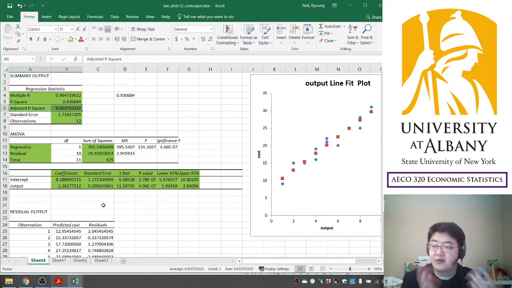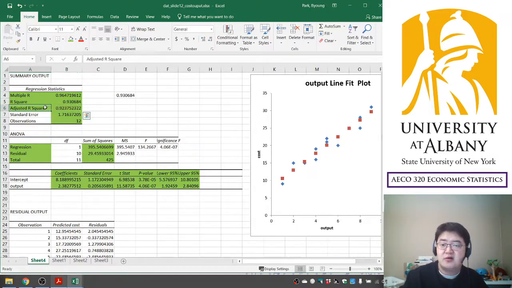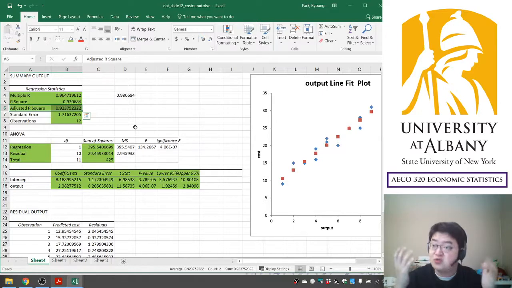So many different things are relevant to the cost, but I'm using only one variable. When you have more than one variable, then you may want to adjust the R squares. You may want to use adjusted R square, which makes different models more comparable, right? So you may have two models, and you want to choose who is doing better.